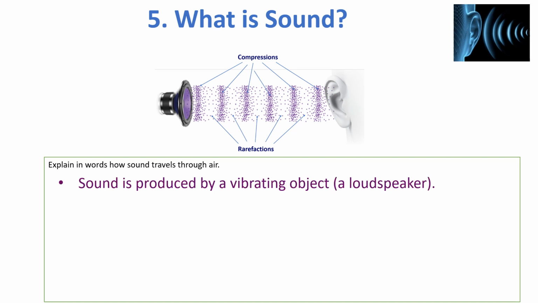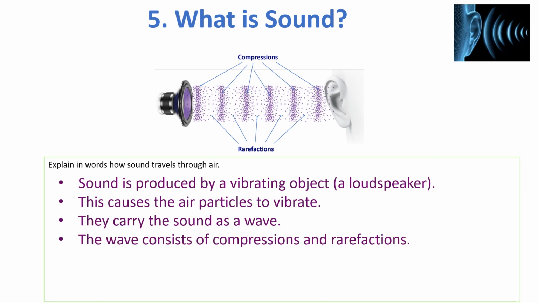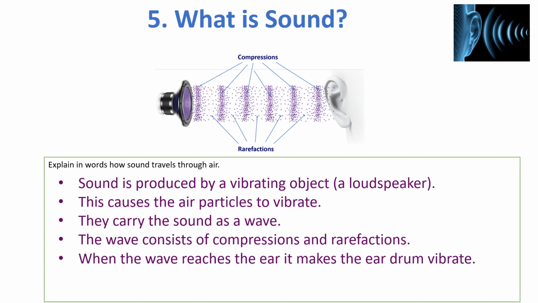The first step, sound is produced by vibrating objects, in this diagram a loudspeaker. This causes the air particles to vibrate. They carry the sound as a wave, and the wave consists of compressions and rarefactions. And when the wave reaches the ear, it makes the eardrum vibrate. Again, pause the video and write these 5 steps into your book and label a diagram.